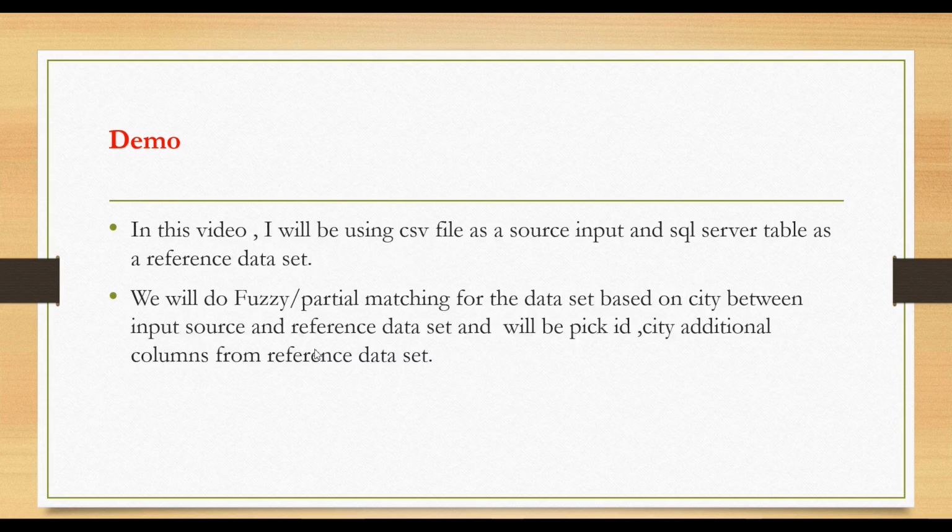So today's demo, what are we going to see? I will be using a CSV file as the source input and a SQL Server table as the reference table. Then we will do fuzzy partial matching for the data set based on city between the input source and the reference data set. And we will pick the ID and city additional columns from the reference data set. This is what we are going to do.